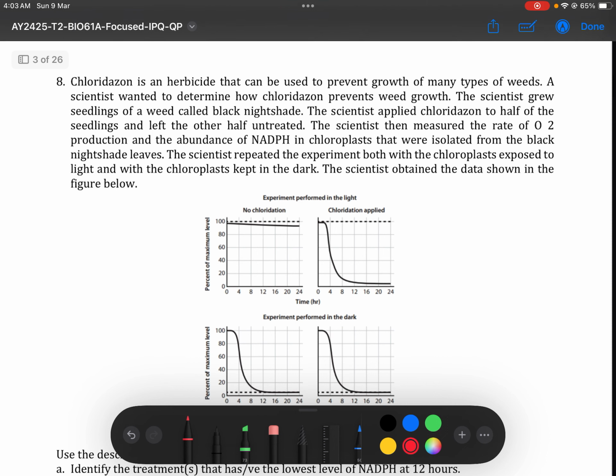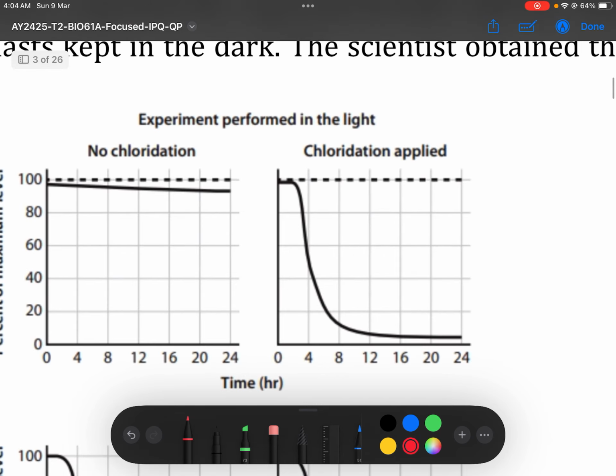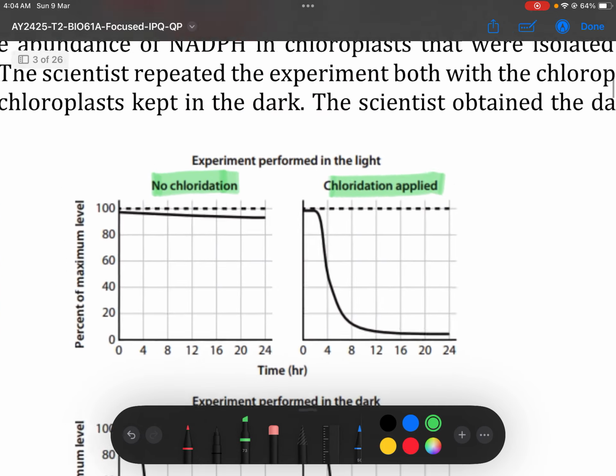Next question. Chloridazone is a herbicide that can be used to prevent the growth of many types of weeds. A scientist wanted to determine how chloridazone prevents weed growth. The scientist grew seedlings of a weed called black nightshade. The scientist applied chloridazone to half of the seedlings and left the other half untreated. So it means that he treated half with chloridazone while the other half was not treated. So you can see down here, no chloridazone and chloridazone applied.